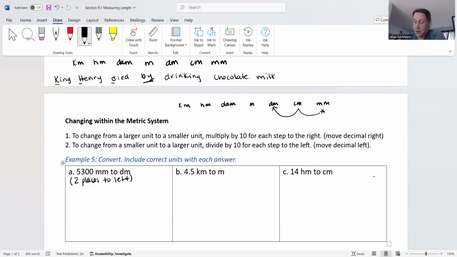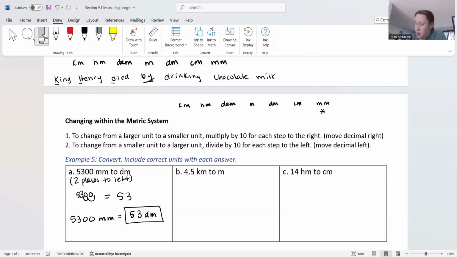It's the same thing. So if I have 5,300, if you don't see a decimal, you assume it's at the end. We want to move it to the left once, twice, so that gives me 53. So I would say 5,300 millimeters is equal to 53 decimeters. And that would be my final answer. Okay. And then we just kind of lather, rinse, repeat. So what I am going to do is I'm going to erase my side work, my little arrow loops. Okay. And we're going to start over.